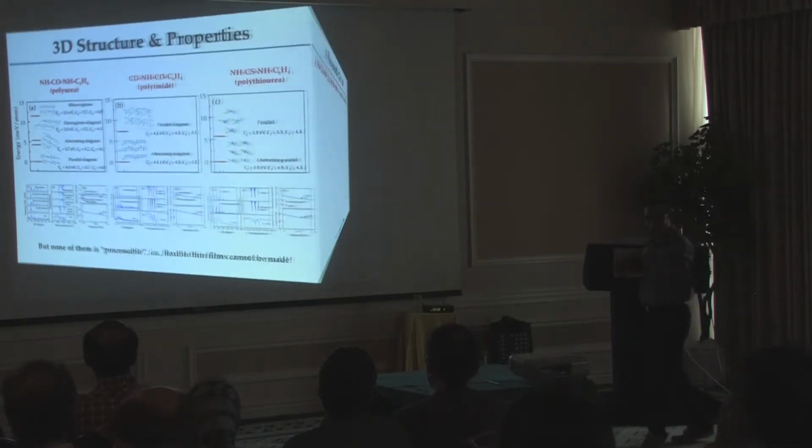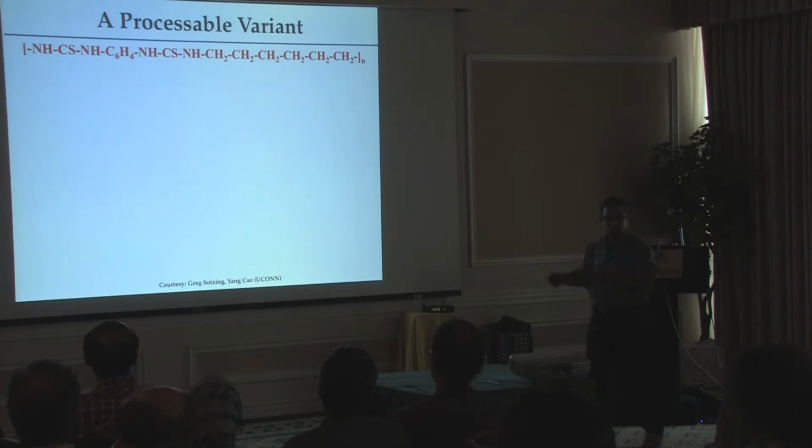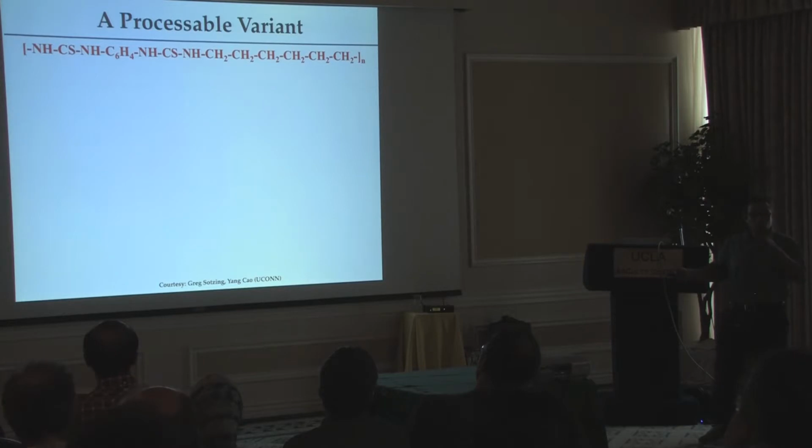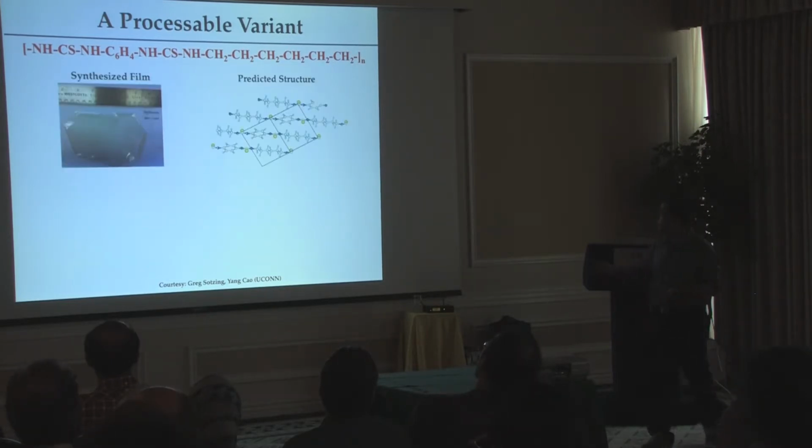So this is where our experimental colleague came in. Very creative person, Greg Satsing, and Yang Chao is our electrical characterization colleague. So they took one of our polymers, which we predicted would be very good, and made some changes to that. They added a couple of CH2 units to it and made it processable and made films out of that. And here is an example. This is an actual picture of an actual film that was made out of that synthesized material.